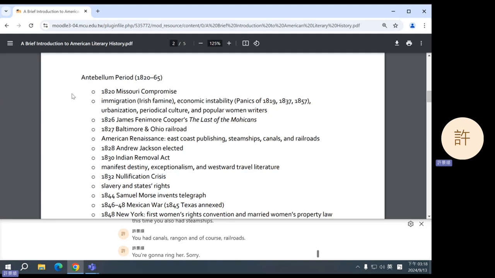In 1828, Andrew Jackson was finally elected president. Andrew Jackson, a very, very controversial president. First of all, people say he was the Donald Trump of his day. First of all, because he's not from the upper class. Secondly, because he was famous not for being a good politician or a good diplomat or statesman. He was a good general. He was a good fighter.